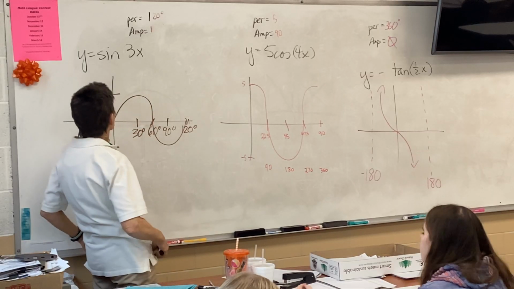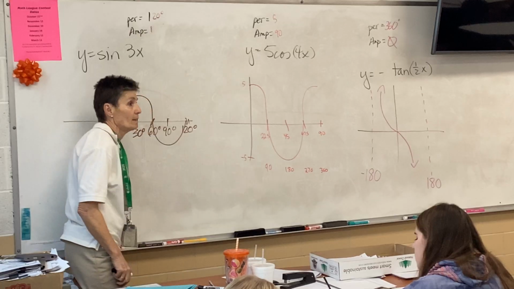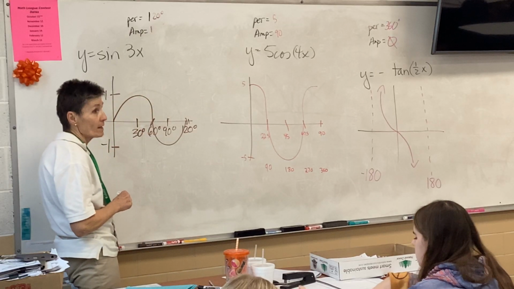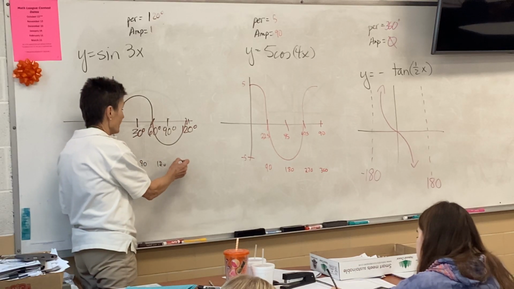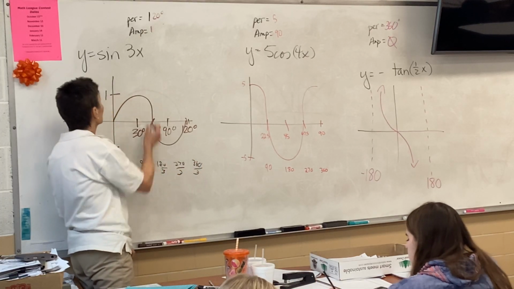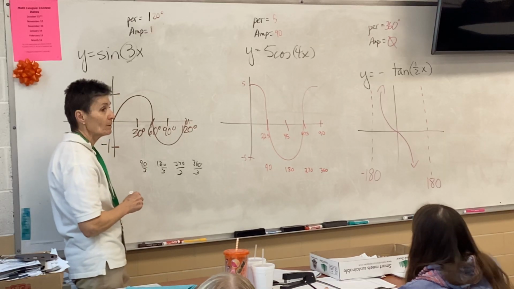All right, how does this look, everybody? Amplitude 1, period 120. What do you think? I think it's right, because you took the normal labels and divided them all by 3. That number's a divider. Beautifully done. Who did that one? Good job.